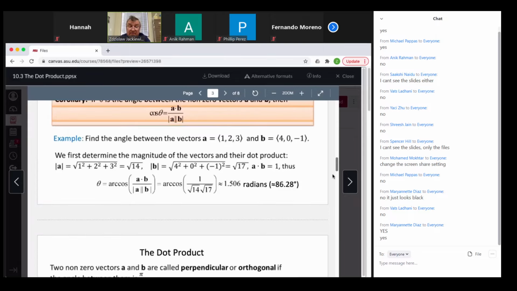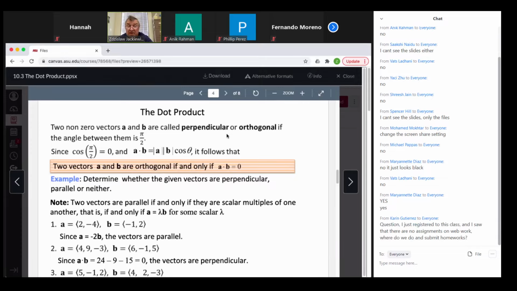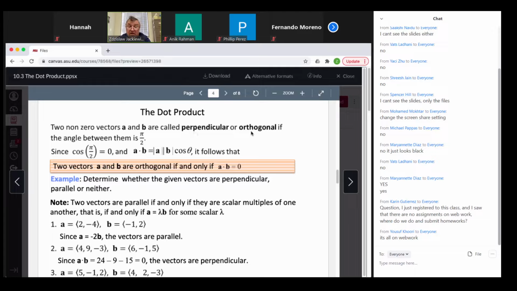Consequence. Something that follows from something. So now, of course, vectors are perpendicular if the angle between them is 90 degrees. So if this is the case, we call the vectors perpendicular or orthogonal. So vectors are called perpendicular or orthogonal if the angle between them is 90 degrees or pi over 2 radians.